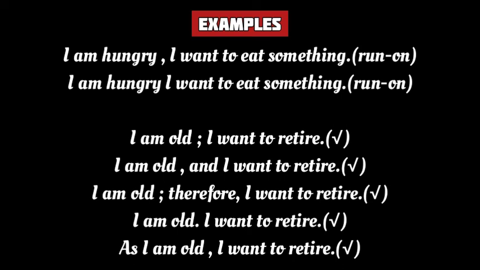The use of an appropriate subordinating conjunction may also set right a run-on sentence. To show the cause and effect relation between the two clauses, we have used the subordinating conjunction as here. As I am old, I want to retire is a grammatically correct sentence.